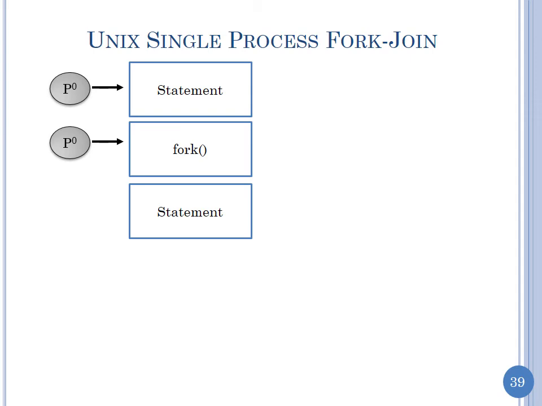You can do a fork in any Unix process, and whatever follows after the fork is executed both by the forking process P0 and by a new process P1 that's created by the fork. So this is executed both by P0 and P1. Very similar thing.